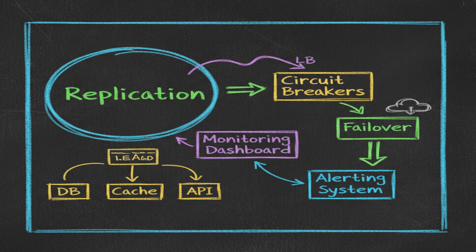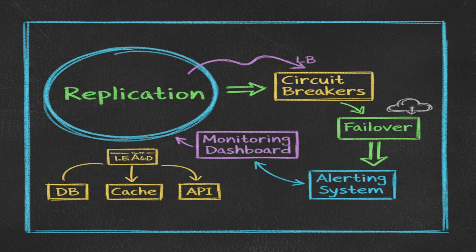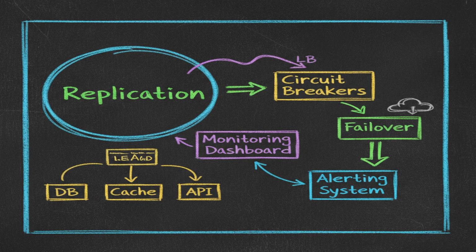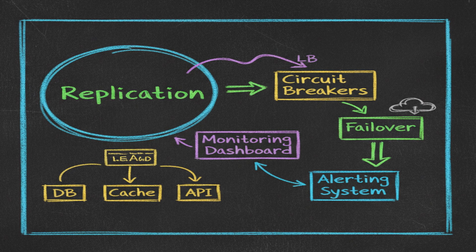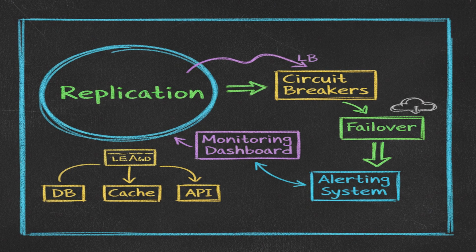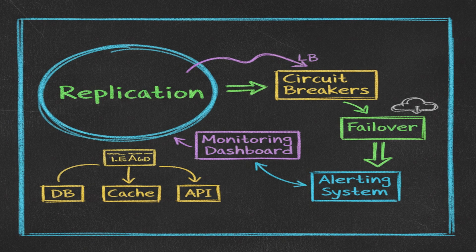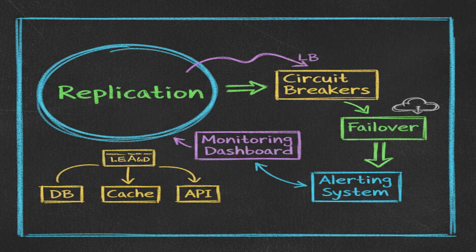For monitoring, we'll track key metrics like QPS, latency, error rate, and cache hit ratio. We'll set up alerts to notify us of any issues. For example, if the cache hit ratio drops below a certain threshold, we'll investigate.